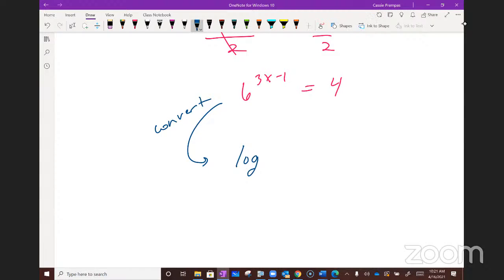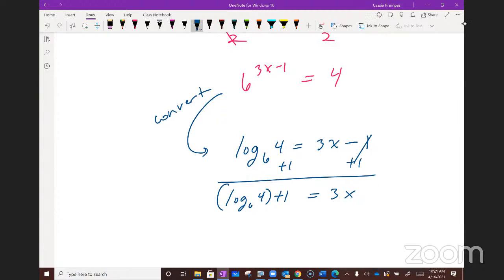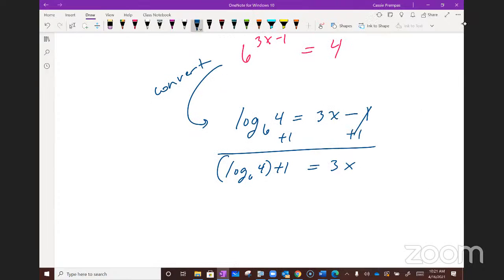I got log base 6 of 4 equals 3x plus 1. Or minus. Perfect. Minus 1. Where'd you go from there? I added 1 to the log. Awesome. So we would write this as log base 6 of 4 plus 1 equals 3x. And what's the last thing that you did? Then I divided the whole thing by 3. Excellent.